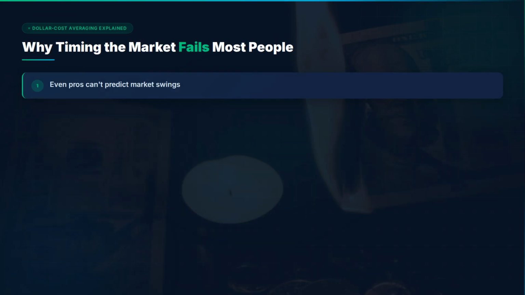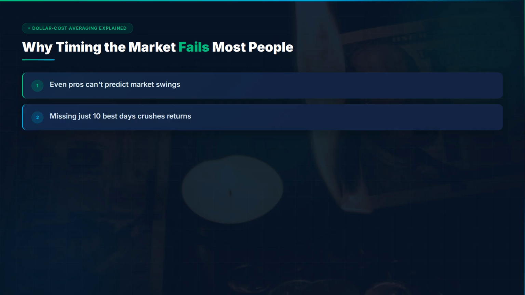Here's what most people don't realize. Trying to time the market is one of the most expensive mistakes an investor can make. According to a study by J.P. Morgan Asset Management, if you had invested in the S&P 500 from 2003 to 2022, but missed just the 10 single best trading days over those 20 years, your returns would have been cut nearly in half. 10 days out of roughly 5,000.